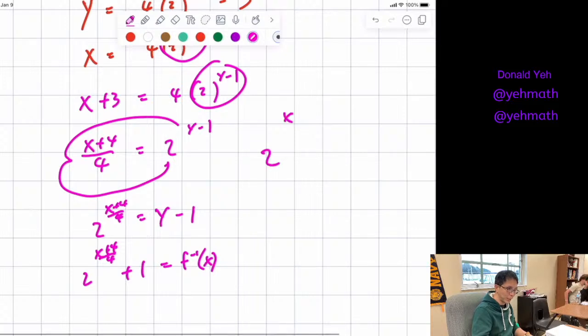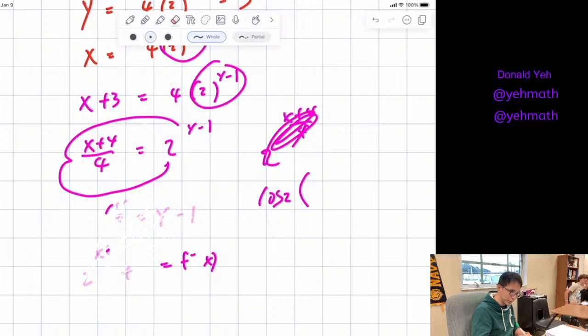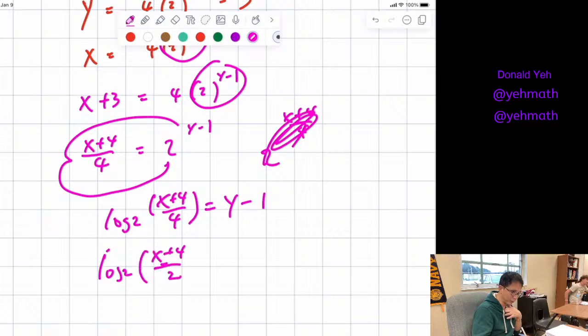Or you can do what Armin says. You can do 2 to the x plus 4 over 4. You can do a log 2 of... Wait, hold on a second. I did something wrong. I need a log. I'm missing a log. So this one's a log base of 2 to the x plus 4 over 4 is equal to y minus 1. So it'll be log 2 of x plus 4 over 4 plus 1 equal to y.